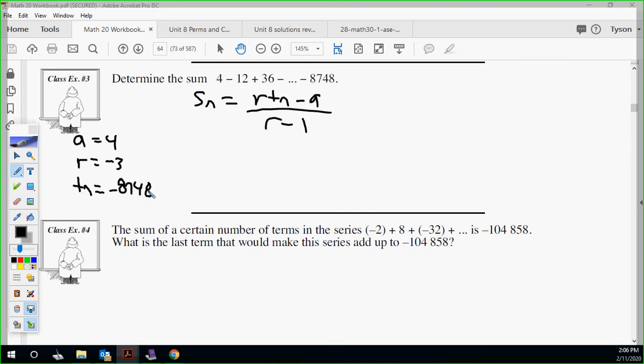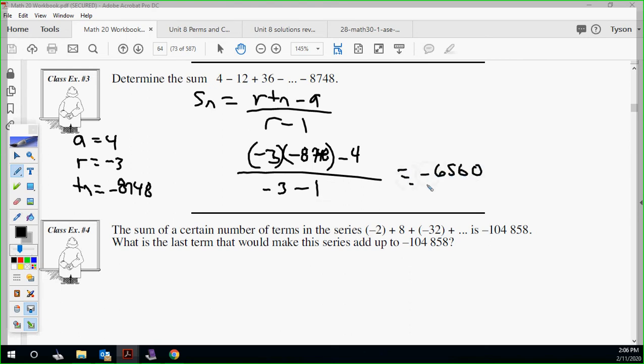You could, yeah, it'd be a little more guess and check, right? When you solve for n, you have to kind of do a little bit of guess and check. We don't have the skills yet to do that. So here are negative 3, t sub n, that big negative 8748. Oh, I forgot the 4. And then minus a, so minus 4, all over negative 3 minus 1. And that's just a calculation. You get negative 6560, which again we feel good about because that big number we went to was a big negative.